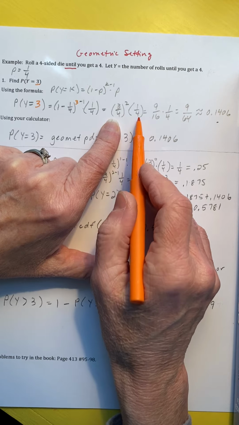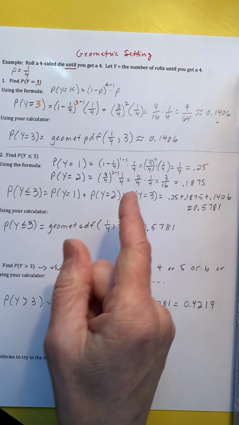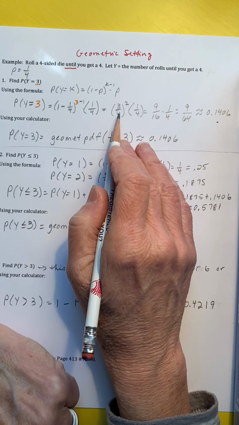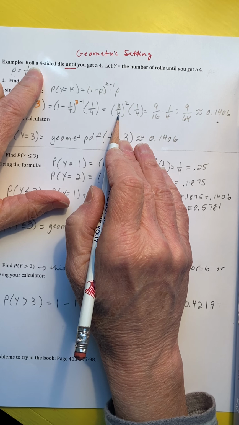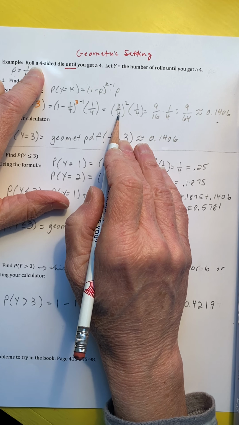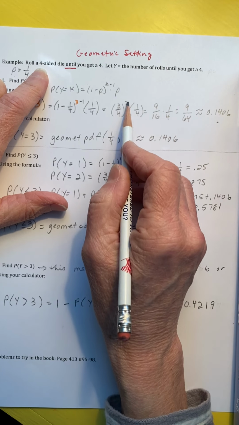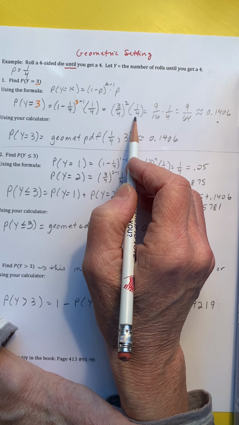But what's really going on here is, on the first trial, 3/4 is the probability that you don't get a 4. So on the first roll, you didn't get a 4. That had a 3 in 4 possibility. Then on the second trial, you didn't get a 4. So that's another 3/4. That's 2 times. That's why that's a 2. But on the third time, you did get a 4. So that had a 1 in 4 possibility.